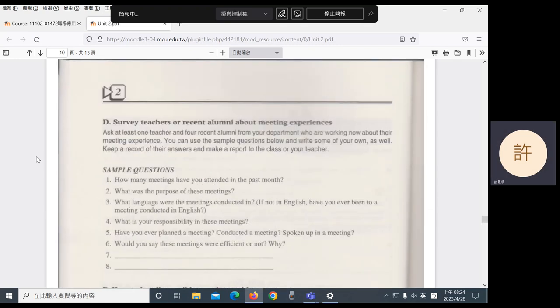Next page. Last week, I said you could do this optional writing assignment. Did anyone do the assignment and want to hand it in? You can hand it in later if you want to.